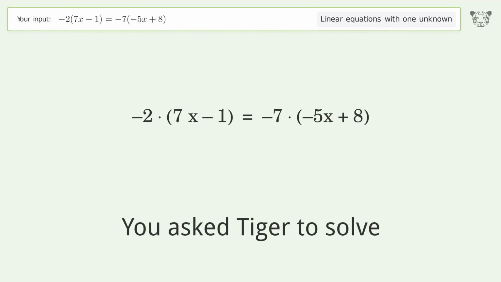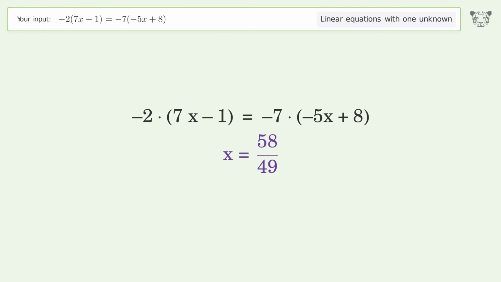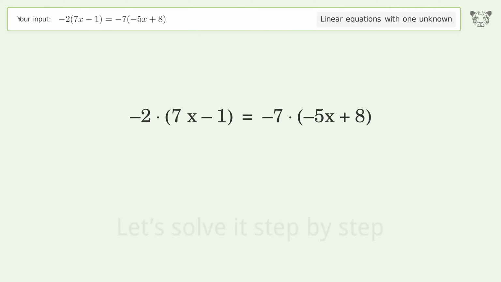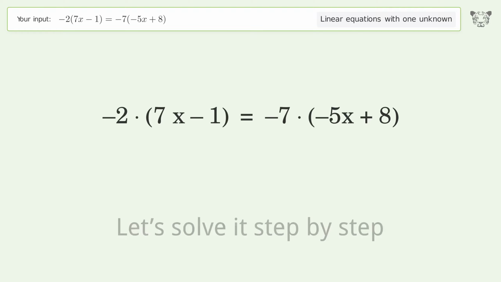You ask Tiger to solve. This deals with linear equations with one unknown. The final result is x equals 58/49. Let's solve it step by step.